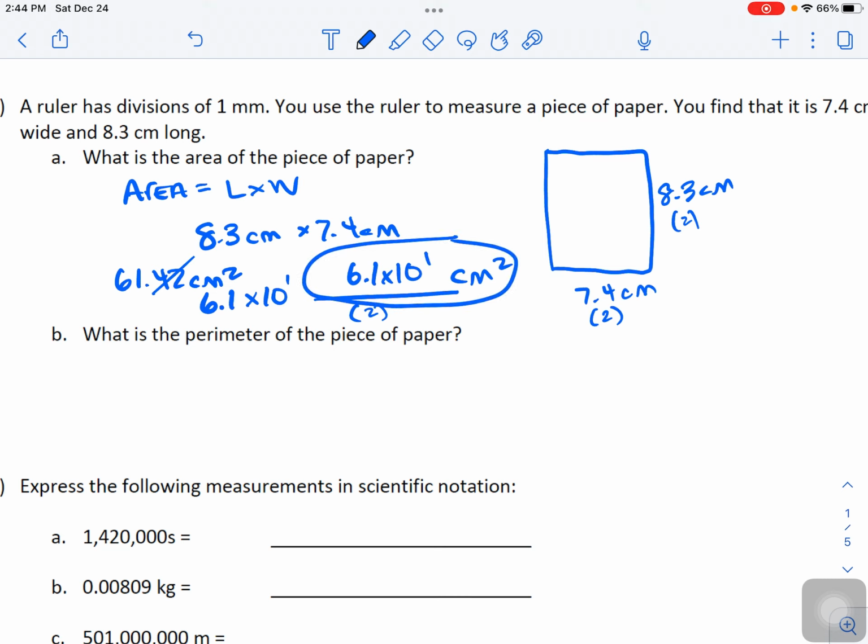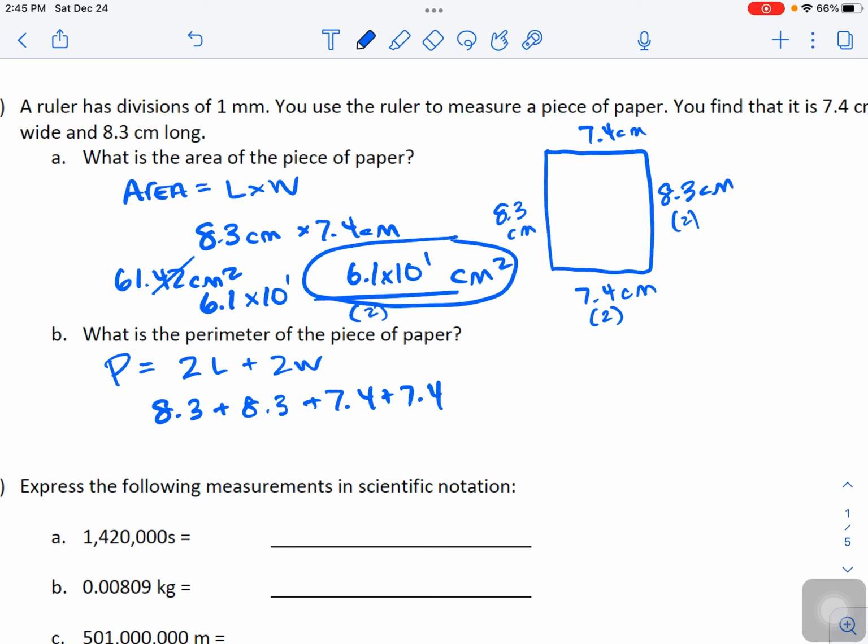I circle that. I double check my work. It looks pretty good there. Okay? All right. The perimeter of the paper then, if we look at this, it's going to be each of these different lengths added together. There's a different rule with significant figures when you do addition and subtraction. Okay? So the perimeter is going to be 2 times the length plus 2 times the width. So that would be 8.3 plus 8.3, everything in centimeters, 7.4 plus 7.4, everything in centimeters.